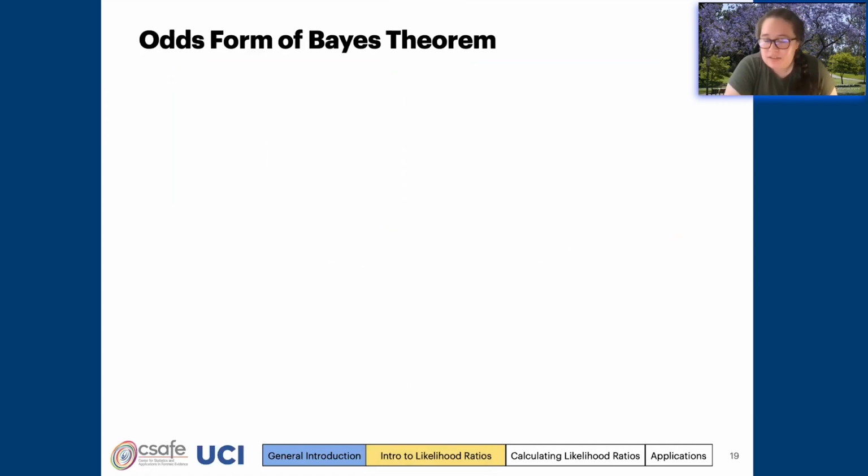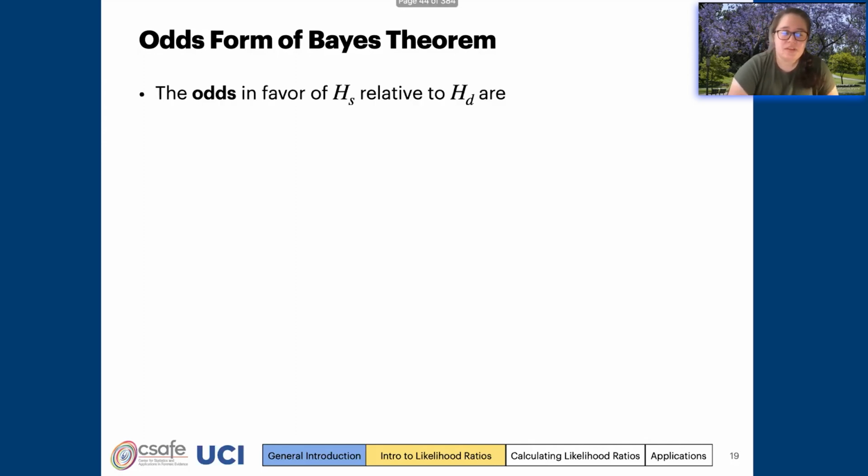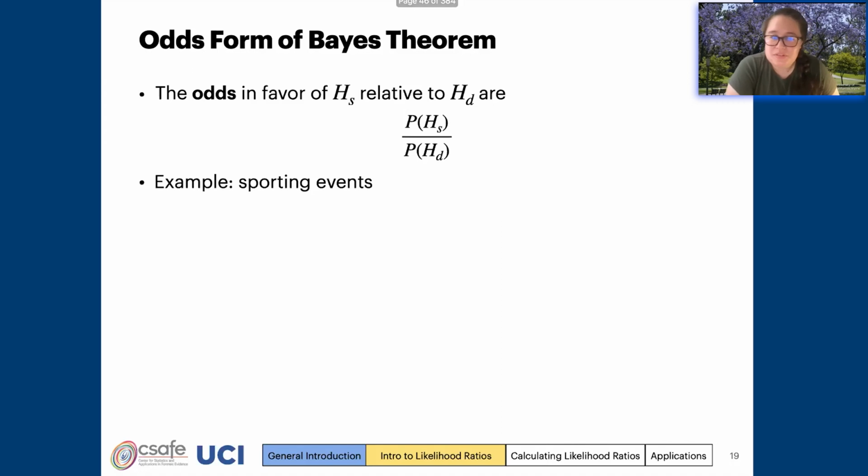And so to get to the likelihood ratio, we're going to build up the odds form of Bayes' theorem. So you've probably heard of Bayes' theorem in your intro to probability class. So first, we're going to lay out the concept of odds. So the odds in favor of the same source proposition relative to the different source proposition is the ratio of these two probabilities. So the probability that the same source proposition is true divided by the probability that the different source proposition is true. And so this might look a little bit confusing, but you've probably heard the term odds before.